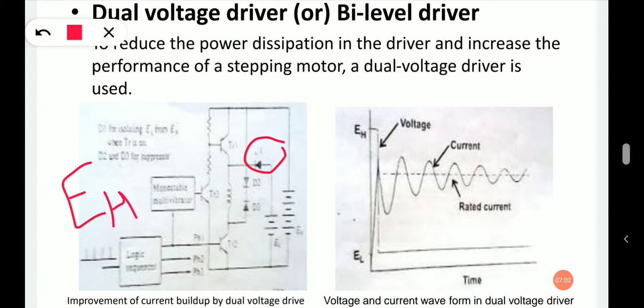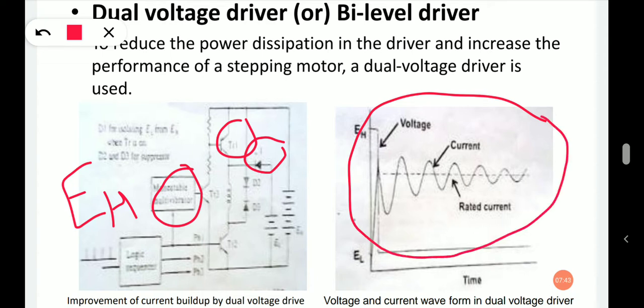The time constant of the monostable multivibrator is selected so that the transistor TR1 is turned off when the winding current exceeds the rated current by a little. After the higher voltage source is cut off, the diode is forward biased and the winding current is supplied from the lower voltage supply. Typical current waveform is shown in the figure. Here you can see the waveform is given.